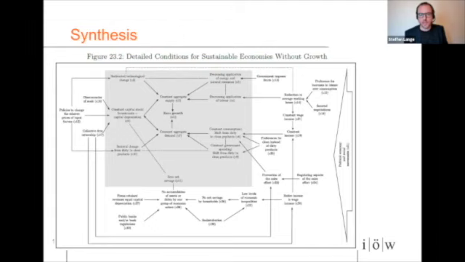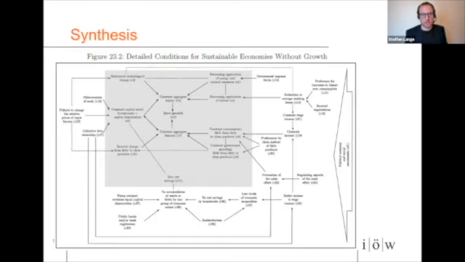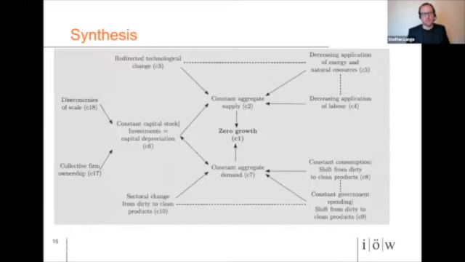Okay. So this is the overview of all the conditions that I integrated from the different theories, and you see here the gray inside, and you see this a bit bigger here, and it combines different aspects from the different theories. The different theories contribute to various aspects here. You cannot separate it as I will do now, but I do it very roughly. So on the upper hand, you see the supply side that very much relates to the neoclassical theories, and in particular the redirected technological change, but also the decreasing application of energy and natural resources, and a decreasing application of labor, so that you have a constant aggregate supply.